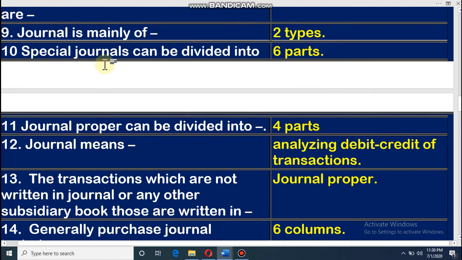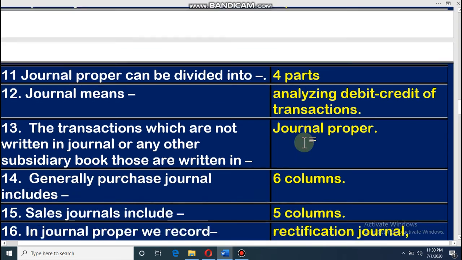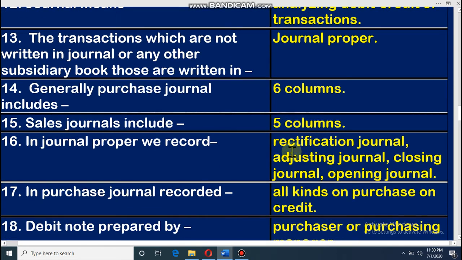Dear student, journal proper we can divide into 4 parts. That means there are 4 parts of journal proper, and what do we record in these 4 parts? We record rectification journal, adjusting journal, closing journal, and opening journal. In journal proper we record rectification journal. That means if we made any type of mistake, for that mistake we have to give rectification. That rectification journal is for journal proper.